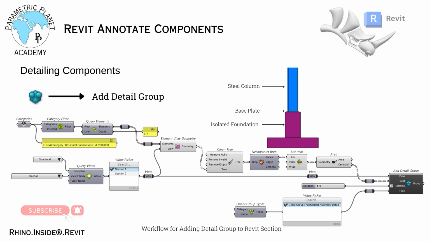In today's lesson, we are going to take a look at the implementation of the Add Detail Group component. We will be using a practical example based on the DirectShape elements we created in a previous lesson. As you can see, we have an assembly of a column, base plate and foundation. In a typical construction scenario, these elements are connected using anchor bolts. This is where detail groups in Revit become incredibly useful.